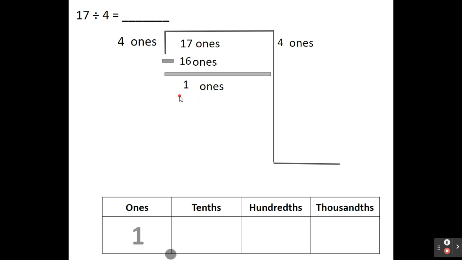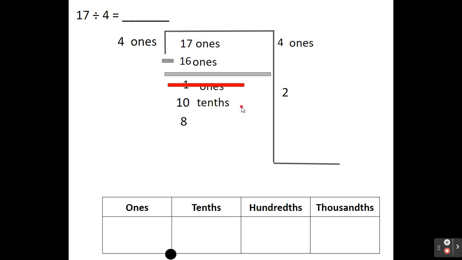Let's place the 1 in the ones place. We can rewrite this number using tenths. Well, we see there's nothing in the tenths place, so we can put a 0. 1 is the same as 10 tenths. So now what we can do is ask ourselves, what can we multiply by 4 to get closest to 10 without going over? We know 2 will get us closest. When we multiply 4 times 2, that's going to get us closest to 10 without going over. 4 times 2 is 8.